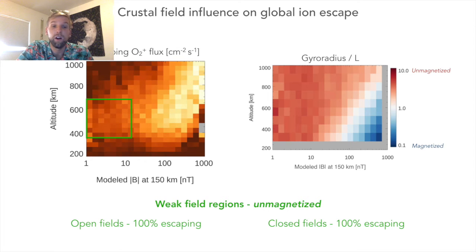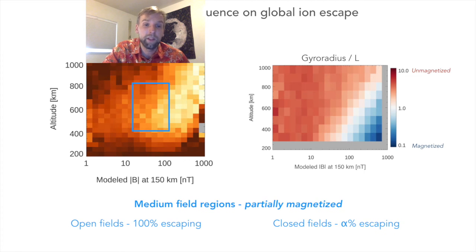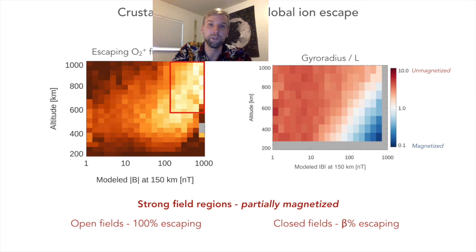In the weak field regions, all of the ions are unmagnetized, so we're going to take all of the escape energy flux we measure here as leaving the planet, regardless of whether or not it's found on an open or a closed magnetic field line. In the medium strength crustal field regions, ions are partially magnetized, so here we're going to introduce a free parameter alpha. We say that all escape flux measured on open field lines in this region will escape, but that on closed field lines only some fraction alpha of it does. And in the strong crustal field regions, particles are once again partially magnetized, so we introduce a separate free parameter beta, and once again say that all escape flux on open field lines escapes, but that on closed field lines only some fraction beta does.